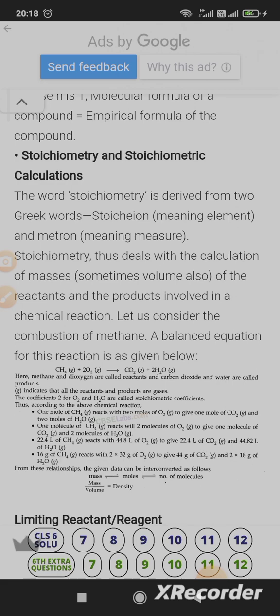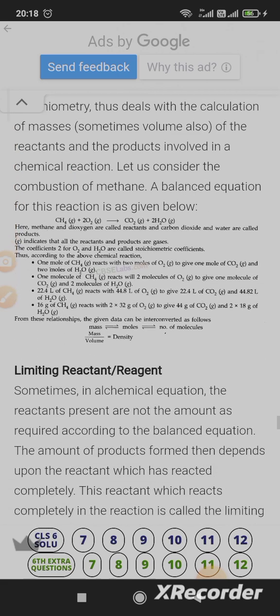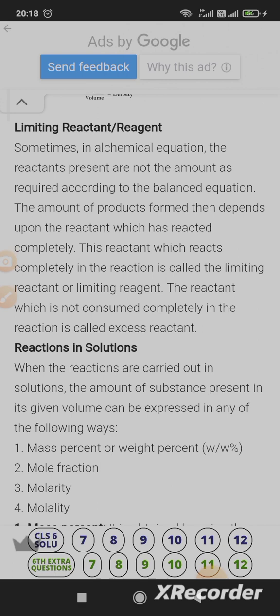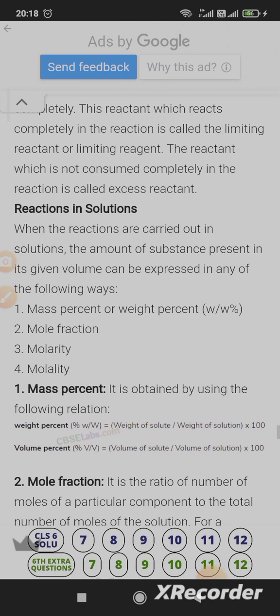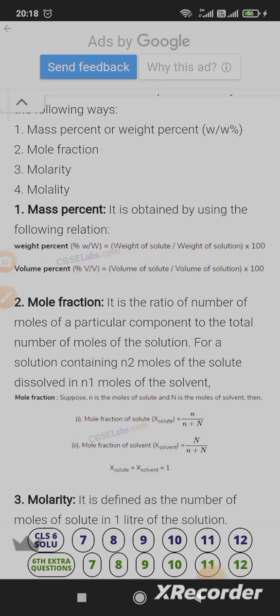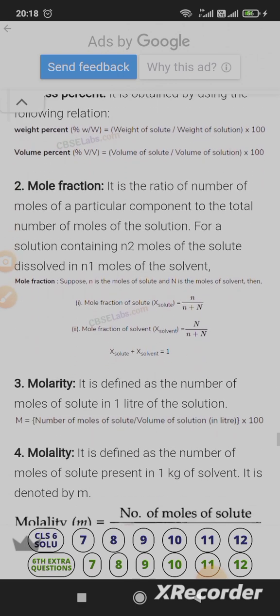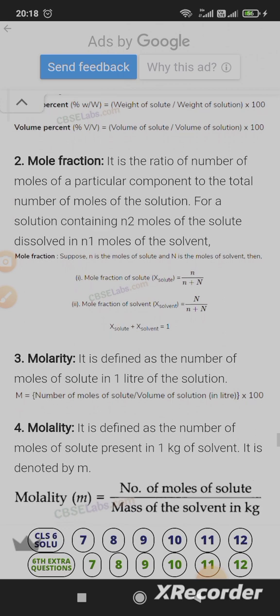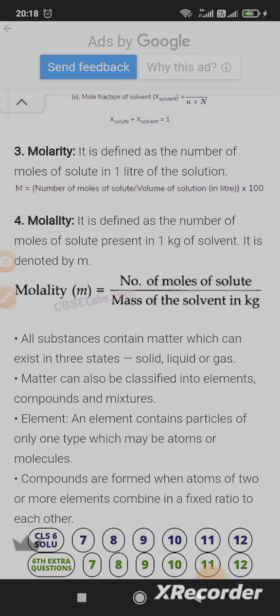Stoichiometry and stoichiometric calculation. Limiting reagent and reactant. Mass percent, mole fraction. Mole fraction is the ratio of the number of moles of a particular component to the total number of moles of the solution. Molarity is defined as the number of moles of solute in 1 liter of solution.